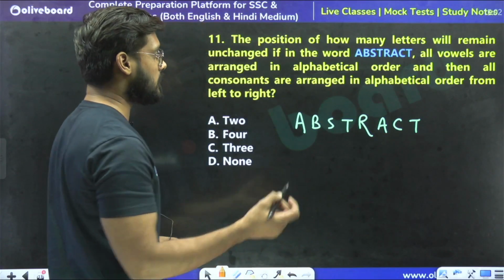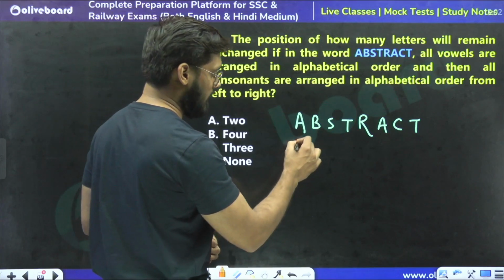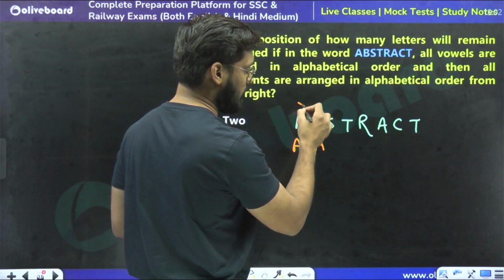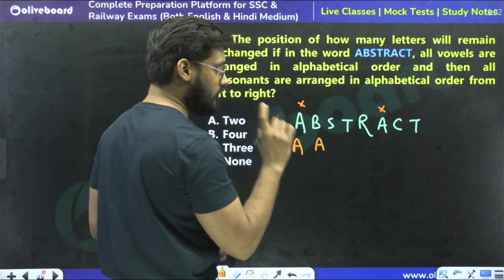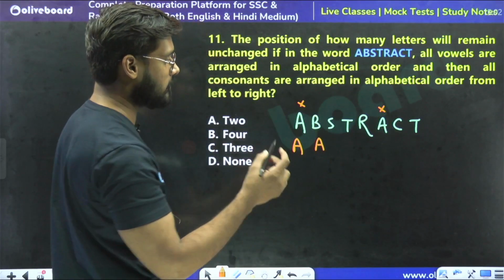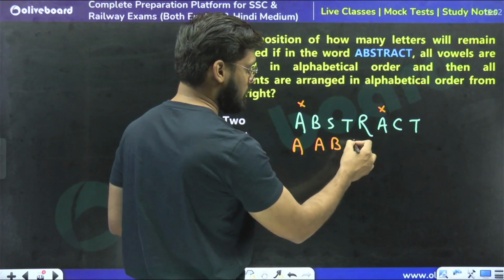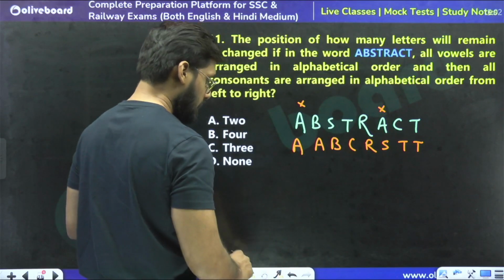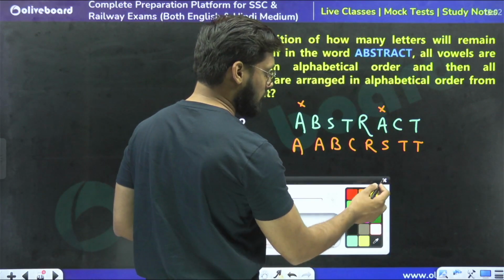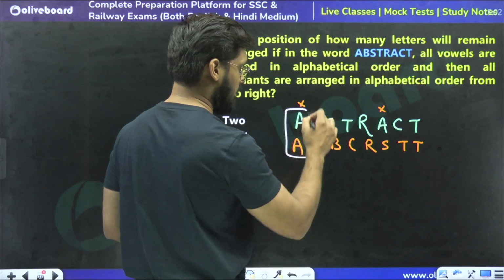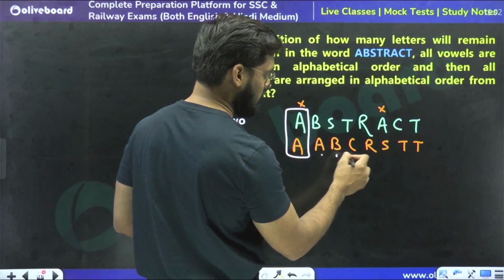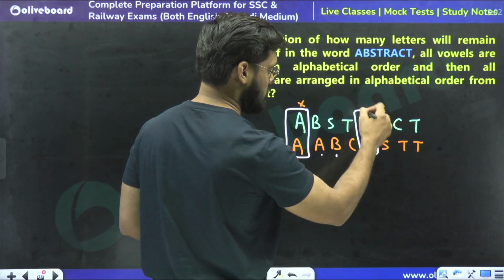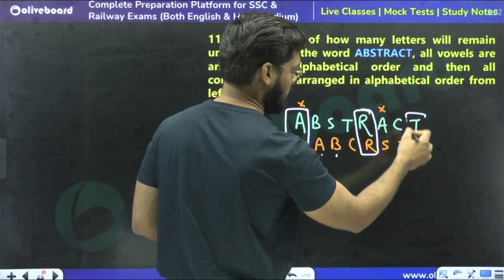Let's arrange all the vowels in alphabetical order. A and A, two times A will come, right? And one A will remain unchanged. Now we have to arrange the consonants: B, C, R, S, T, T, like this. So how many of the letters will remain unchanged? This A remains unchanged, this changes, this remains unchanged, this changes, and this remains unchanged.